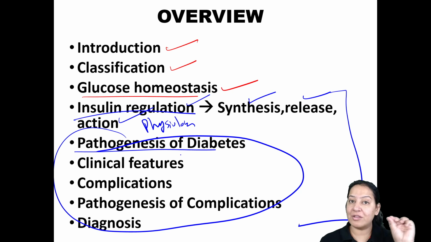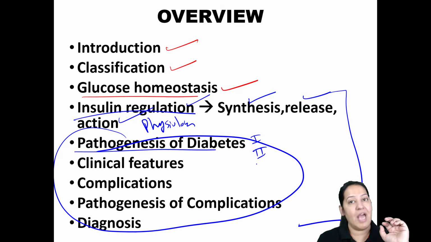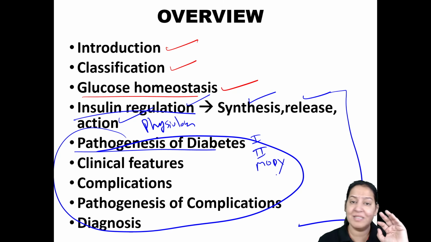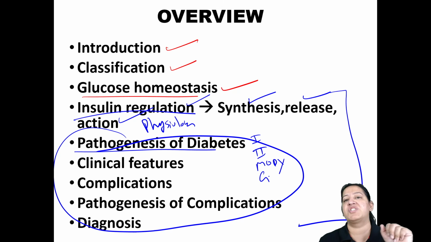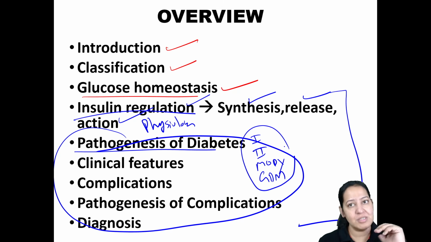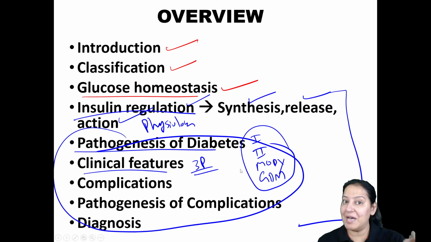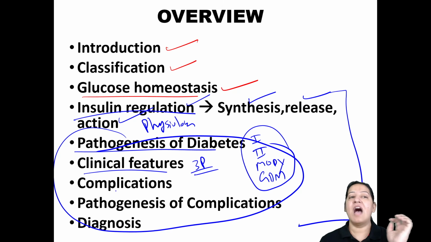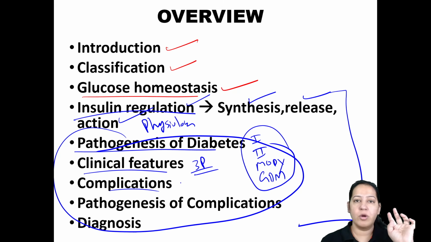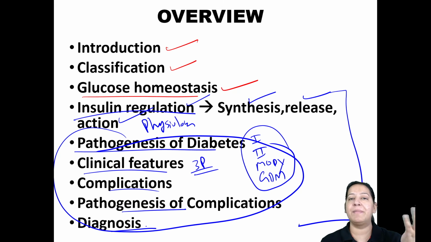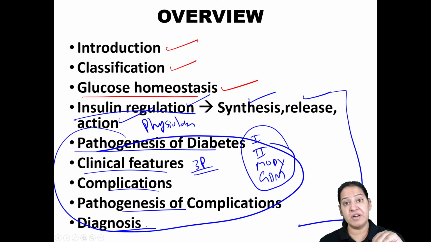Then I will teach you the pathogenesis of type 1 and type 2 diabetes, the MODYs, various types of genetic diabetes, MODY type 1, 2, 3, 4, 5, 6, and gestational diabetes mellitus. So I will teach you the pathogenesis of all of them. Not only this, I will discuss the clinical features, the triple P: polyuria, polyphagia, polydipsia, and the mechanism of these three Ps in diabetes. I will teach you the complications of diabetes, that is ketoacidosis and hyperosmolar coma, the pathogenesis of these two complications, and how we diagnose diabetes in a diabetic person. And after that, we will come to the pharmacology portion, that is the treatment of diabetes.